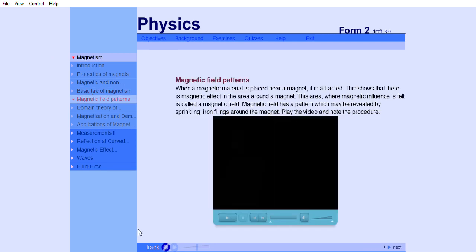Magnetic field patterns. When a magnetic material is placed near a magnet, it is attracted. This shows that there is a magnetic effect in the area around a magnet. This area where magnetic influence is felt is called a magnetic field. A magnetic field has a pattern which may be revealed by sprinkling iron filings around the magnet. Play the video clip to observe how this is done.